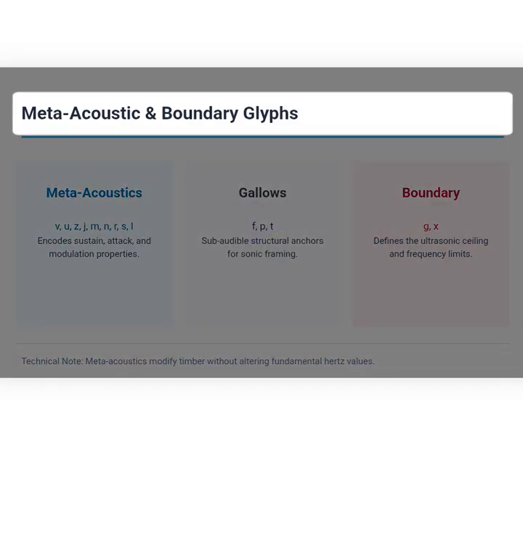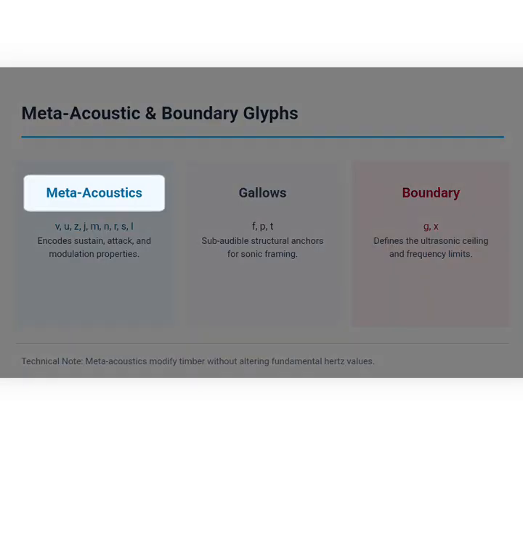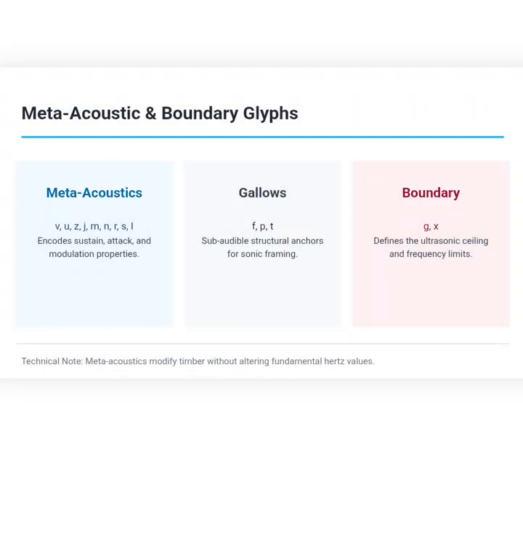Building directly on the harmonic corrections we just established, we now move into the functional layer of the glyph system, the meta-acoustic and boundary glyphs. These elements are essential because they control the how of the sound, its texture and limits, rather than just the what of the pitch. First, let's examine the 9 meta-acoustics. These glyphs, ranging from V and U to Mi and L, act as the primary modifiers for the sonic envelope. As you can see here, they encode the sustain, attack, and modulation characteristics.